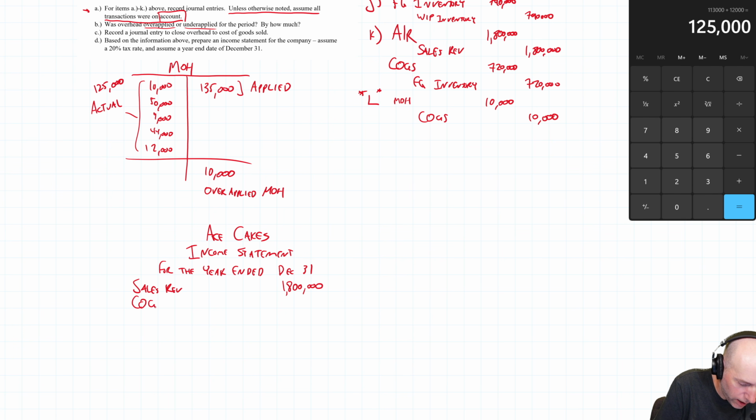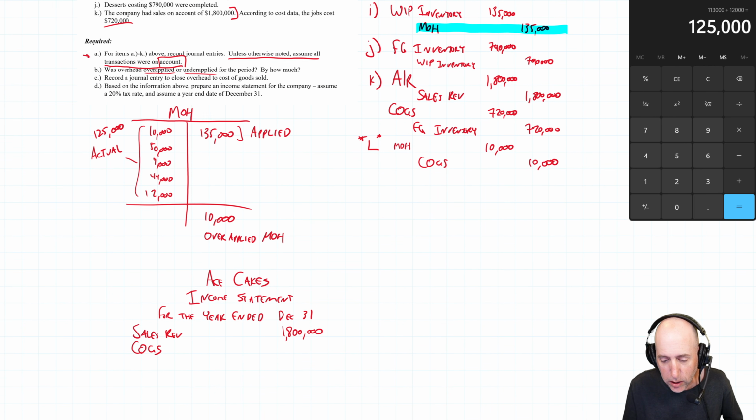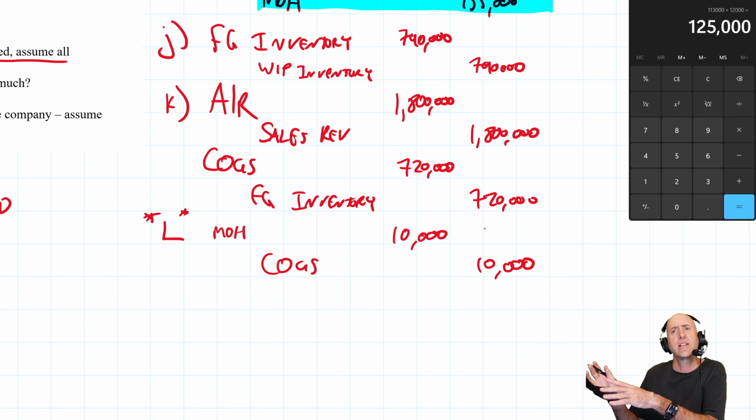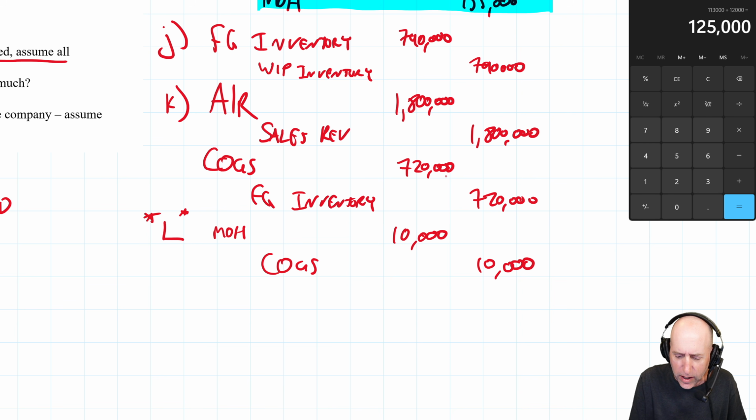Next line down, cost of goods sold. Our cost of goods sold, we thought it was $720, but we just said, no, we overstated it by 10 because I over-applied overhead. It is really $720 debit minus a $10,000 credit, which is really $710.